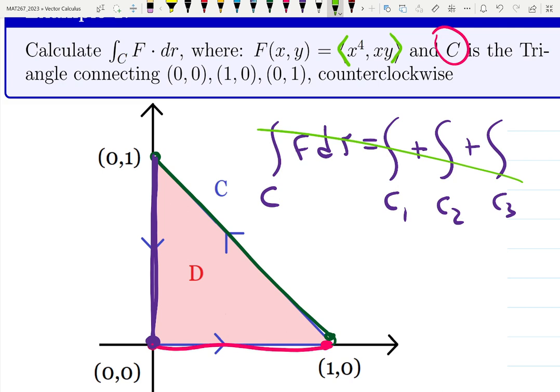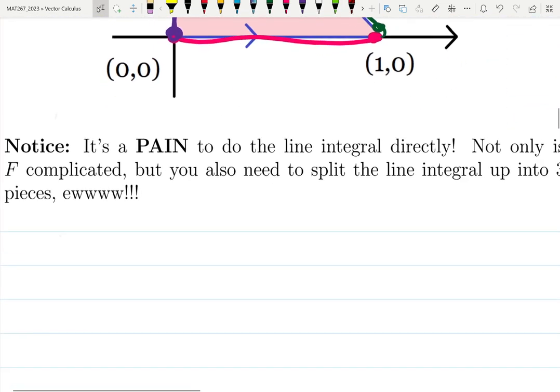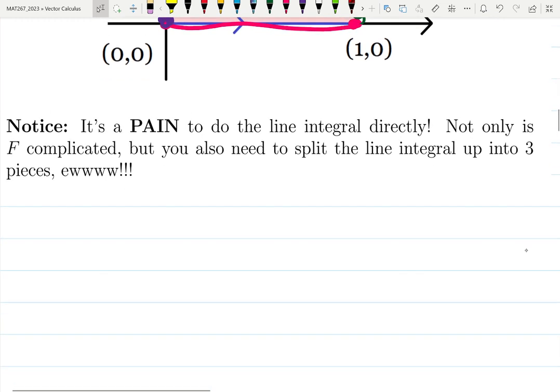That also makes it harder. So in general, we see it's a closed path. We don't want to proceed with this pain. It's going to be a pain to do the line integral directly. Not only is f complicated, but you need to split the line integral into 3 pieces. And as it says here, ew. It says it here. We're not going to do that.